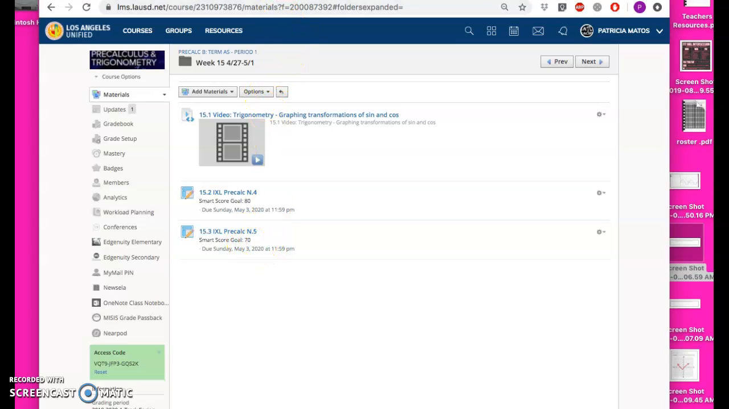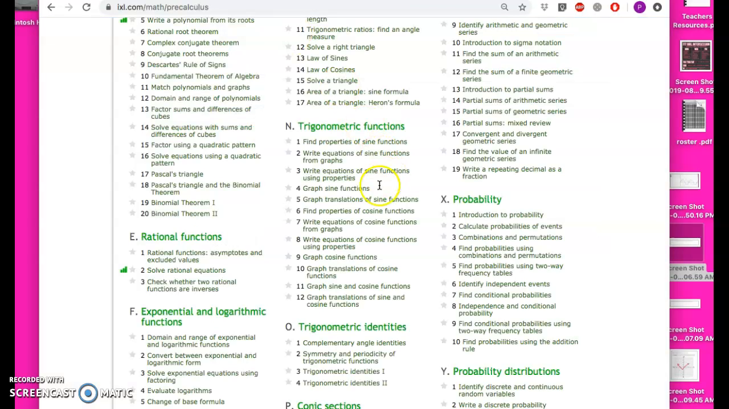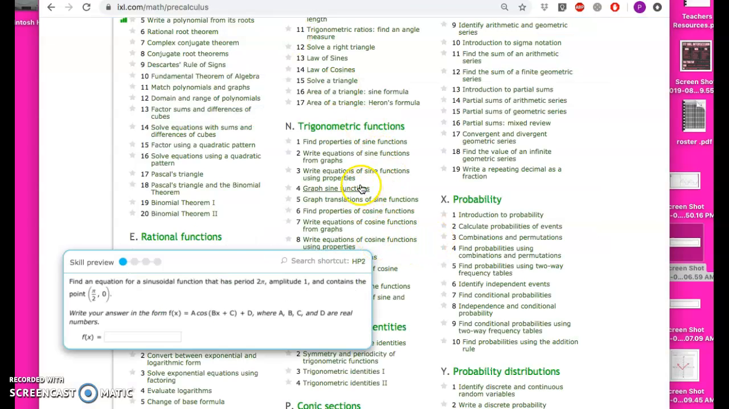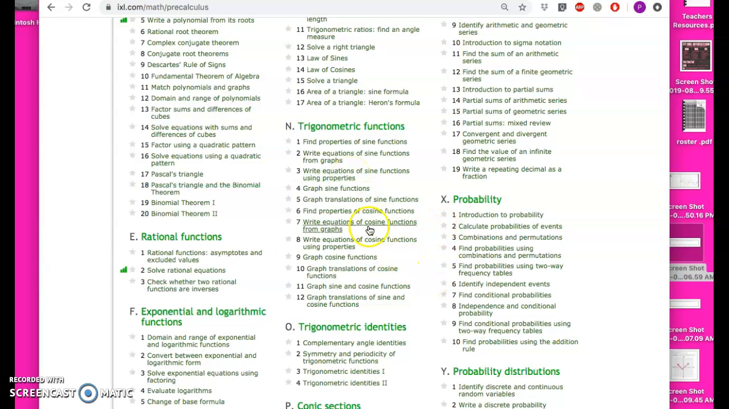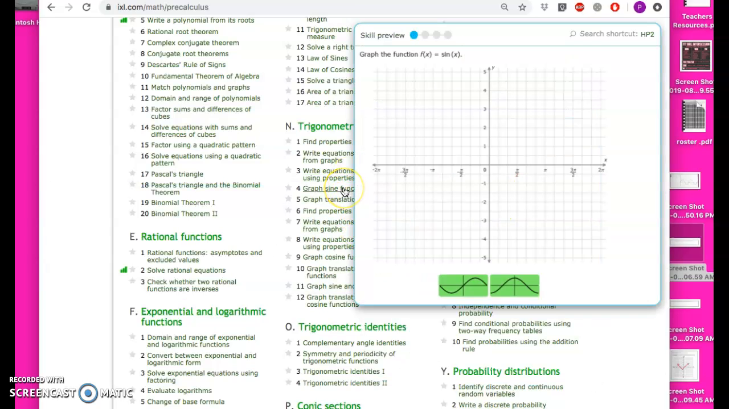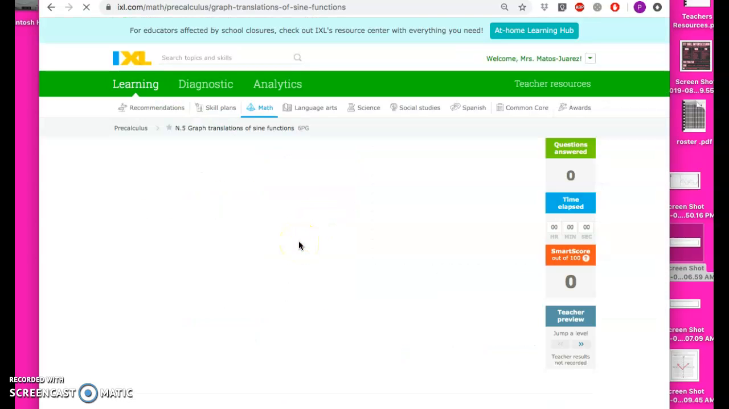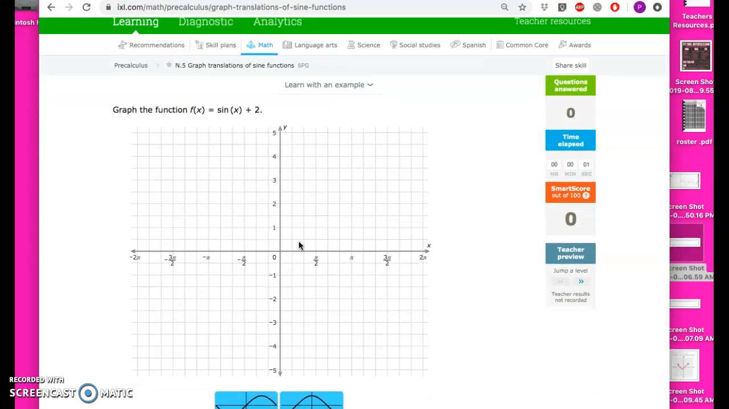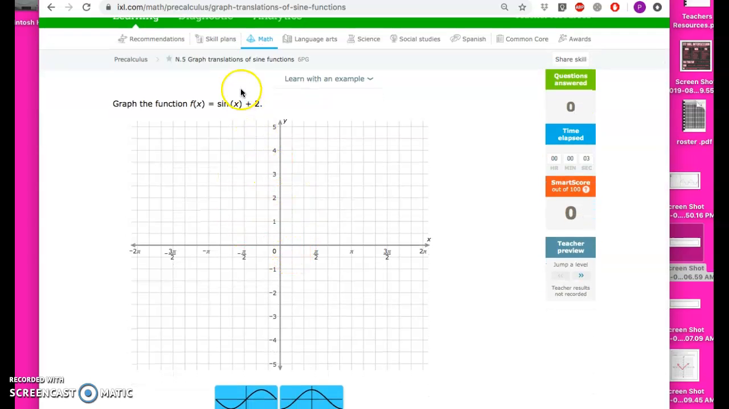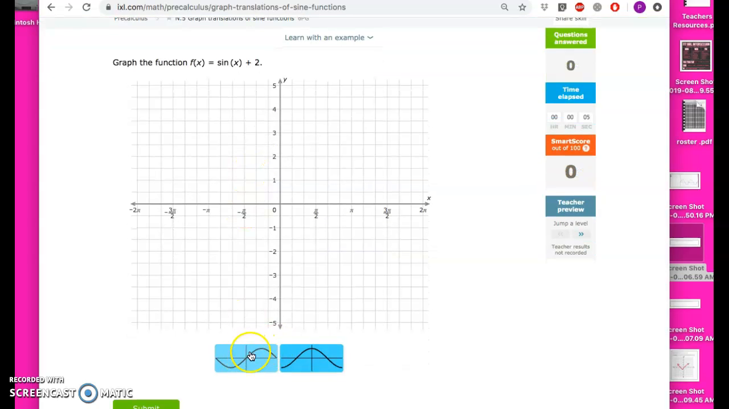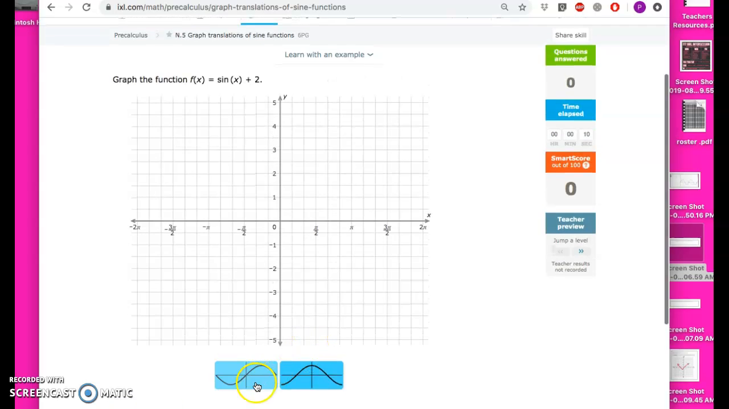So I just need to show you guys really quick how the IXL is going to work. I know you haven't looked at the video yet, but I just need to show you how IXL is going to require you to graph. So for N5, first, you have to place the graph. You have to pick one of these is sine and one of these is cosine. Hopefully you remember which one the sine graph is. So this is our sine graph.